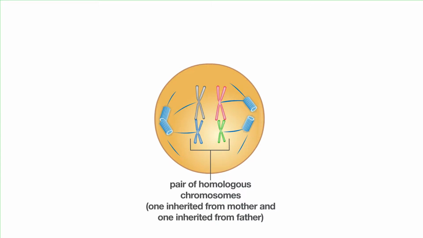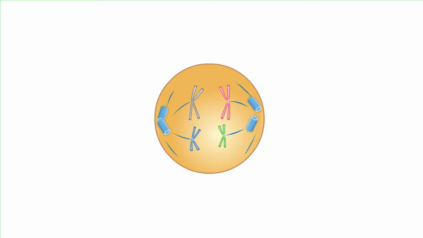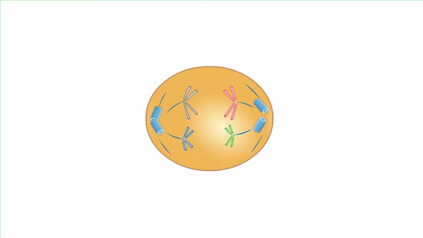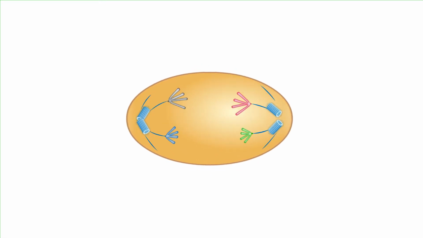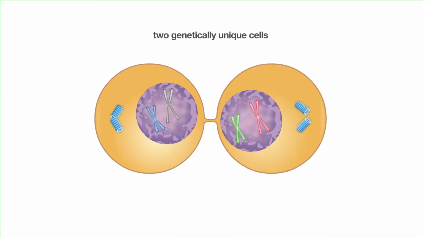The arrangement of any one homologous pair does not depend on the arrangement of any other homologous pair. Therefore, it is referred to as independent assortment. In anaphase 1, the paired homologous chromosomes separate from each other and move toward opposite sides of the cell. Finally, the cell undergoes cytokinesis, forming two genetically unique cells.